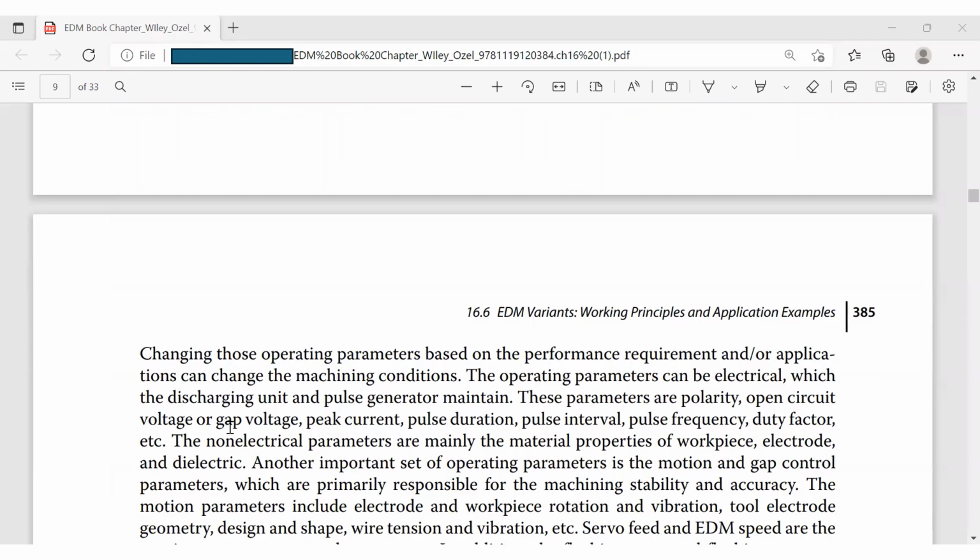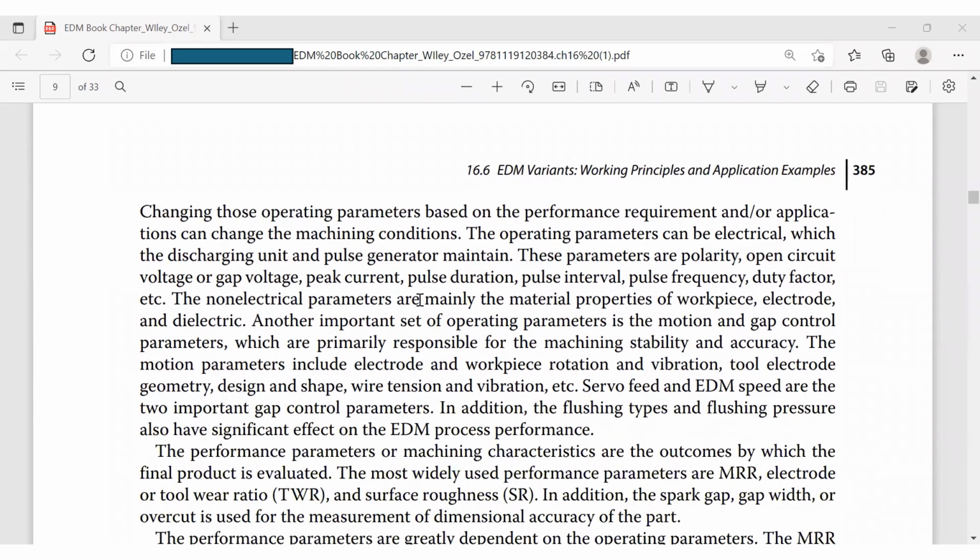They can be electrical, which the discharge unit and pulse generator maintain. These parameters are polarity, open circuit voltage, and gap voltage. You can make some marks here, some annotation. The peak current, pulse duration, pulse interval, pulse frequency, duty factor, etc. So these are the electrical parameters.